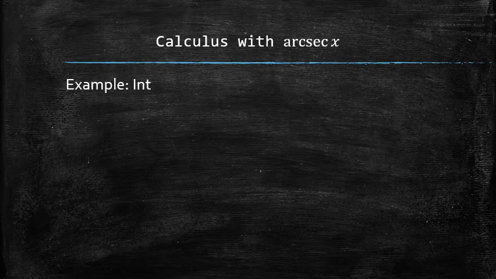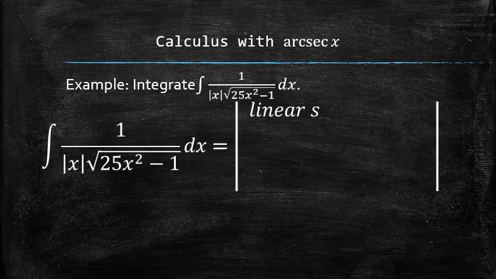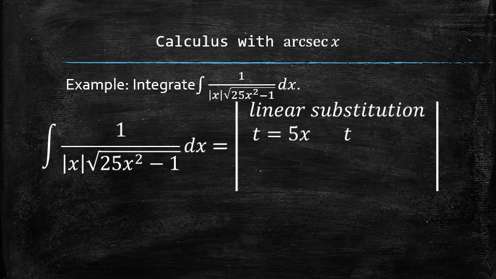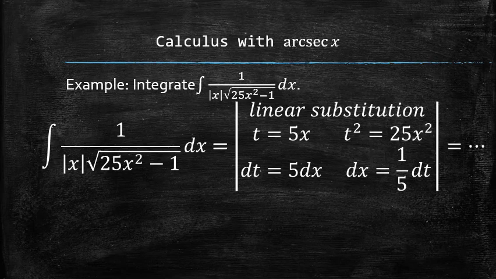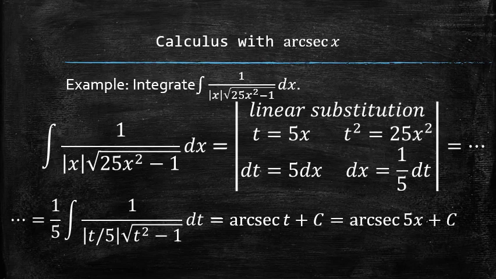Let's do another example. This time we'll do a linear substitution. We set up the linear substitution by setting t equal to 5x and finding the differential of t and expressing the x in terms of dt. As a result, we have a simple indefinite integral in terms of t. We continue with the integration process by finding the antiderivative and replacing t with the original function.